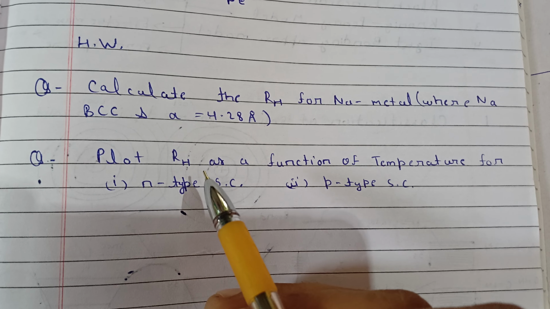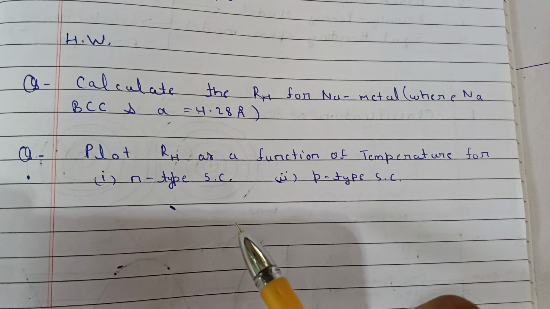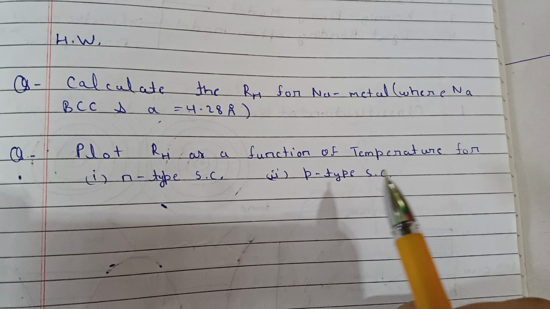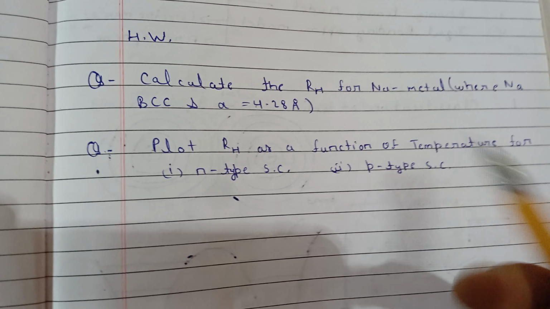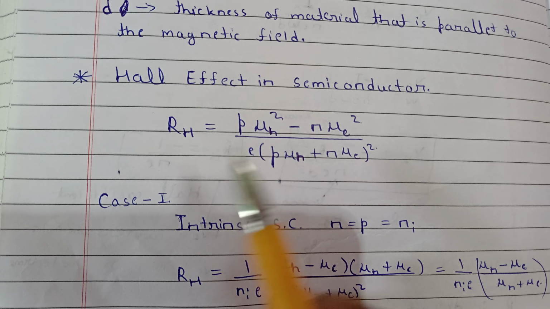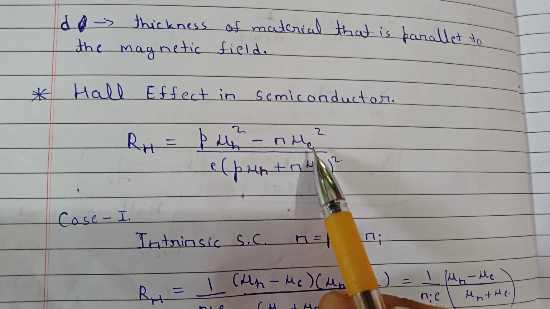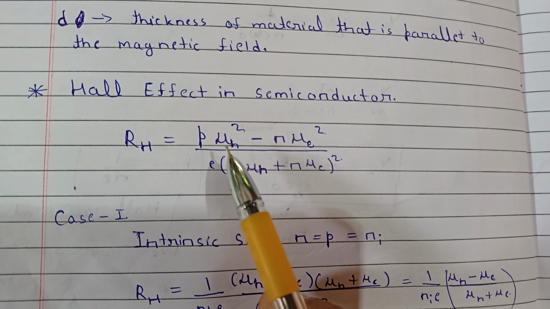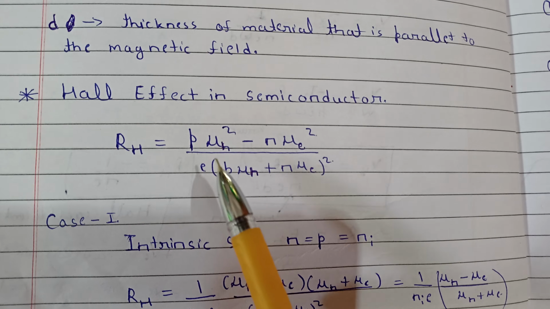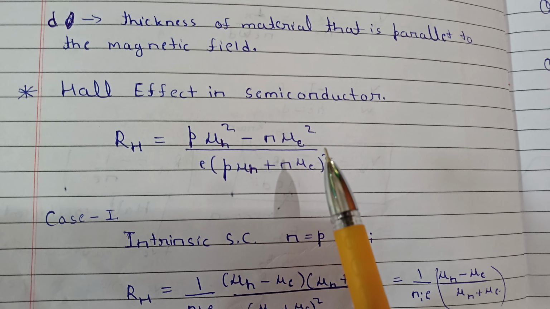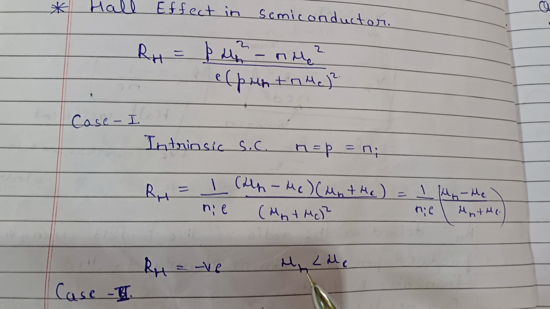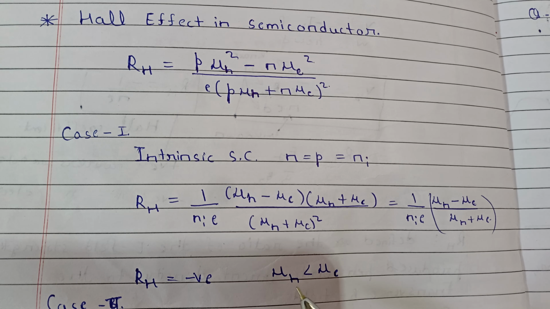So come to the next question, that is we need to plot R_H, the Hall coefficient, as a function of temperature for N type and P type semiconductor. For that you have to get some knowledge. Let me give you. You know this expression, we write it for the semiconductor for the Hall coefficient, and just remember always that the mobility of electrons is always greater than the mobility of holes. This is true for all N type and P type semiconductors. Just remember this, mu e is always greater than mu h.